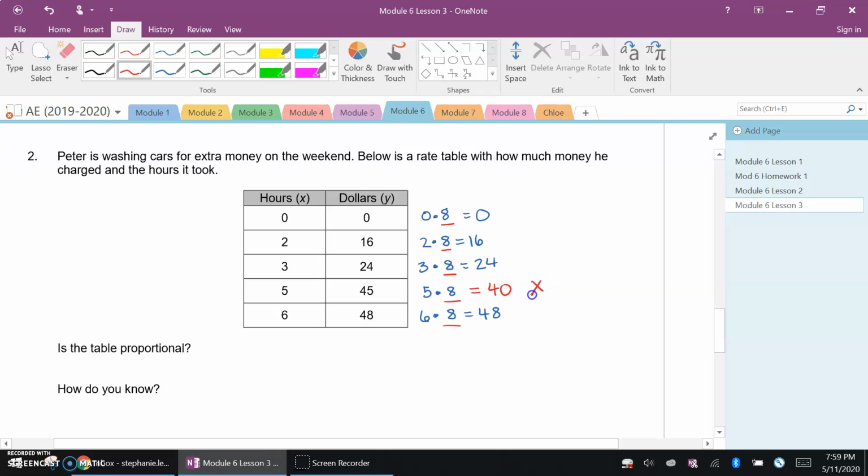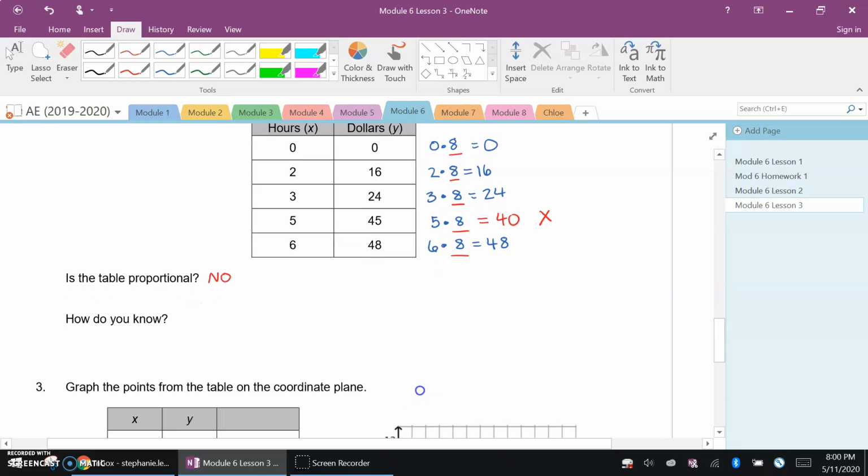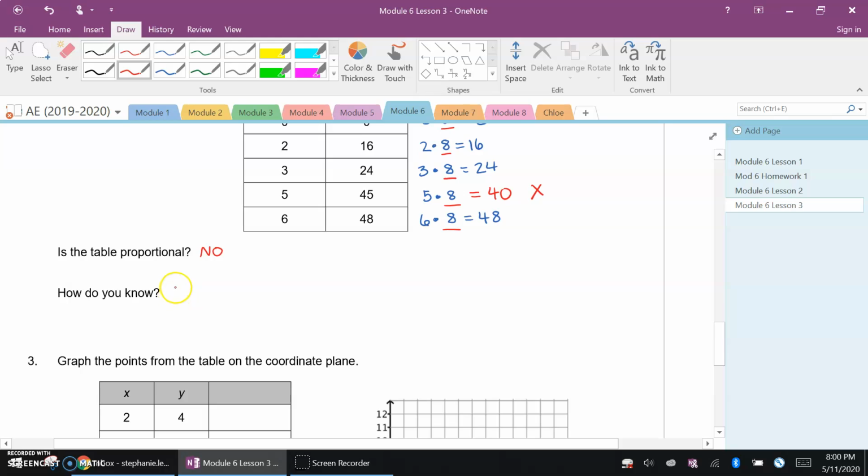So all it takes is one section not to work, and the answer becomes no. So no, the table is not proportional. How do we know? Because the x values are not multiplied by the same number to get the y values.